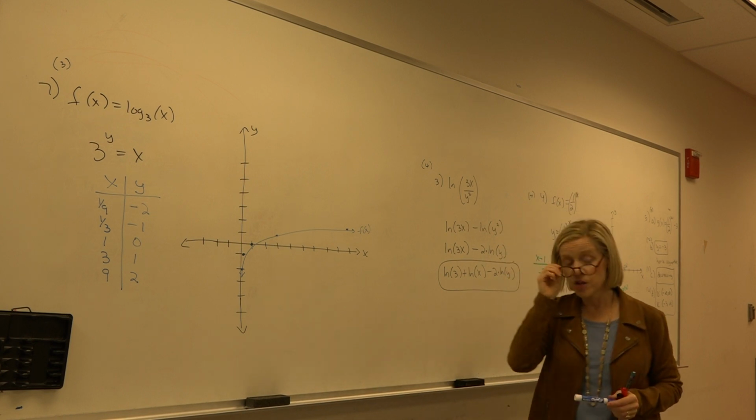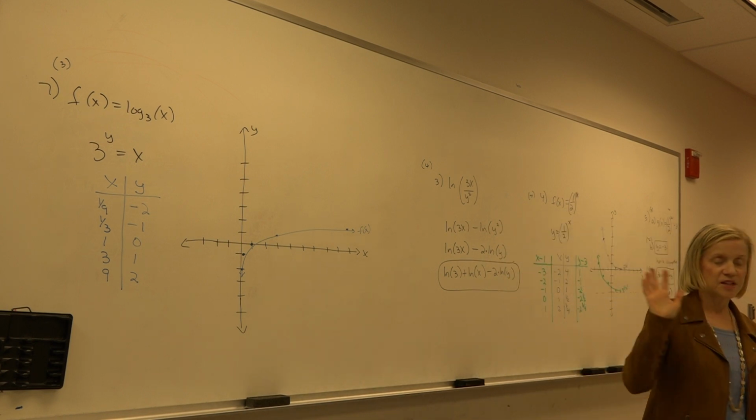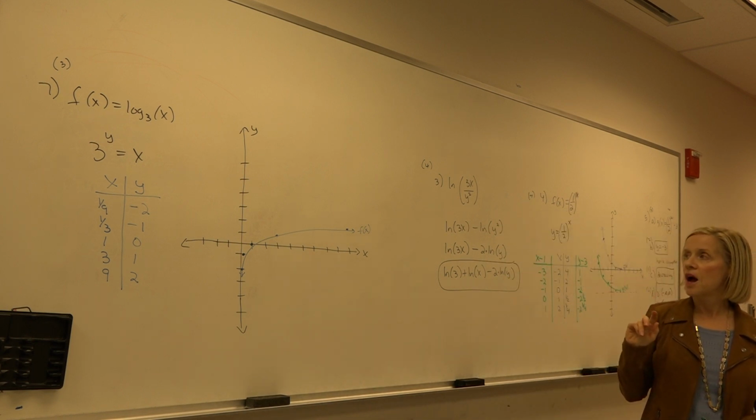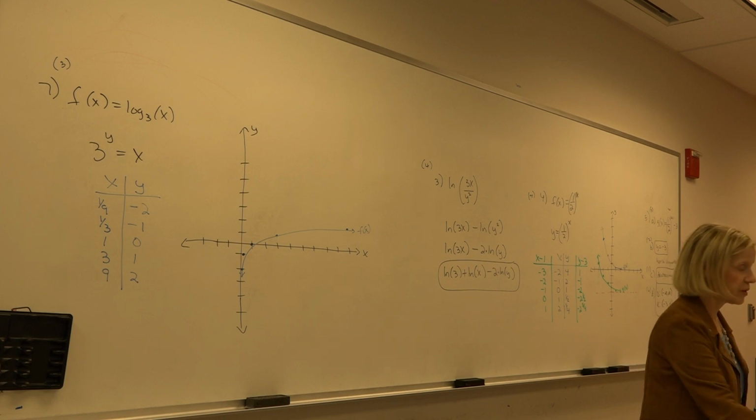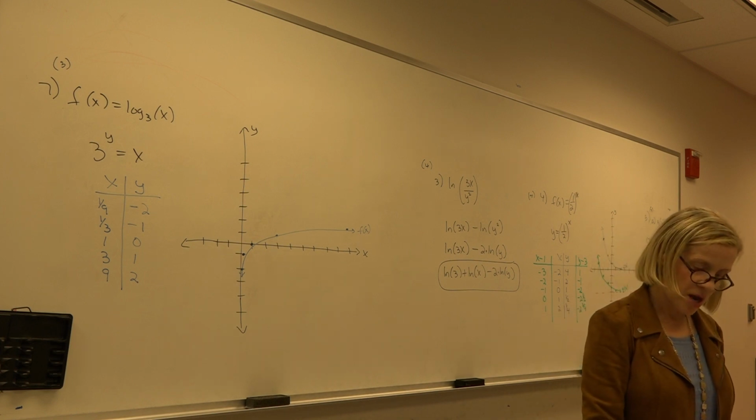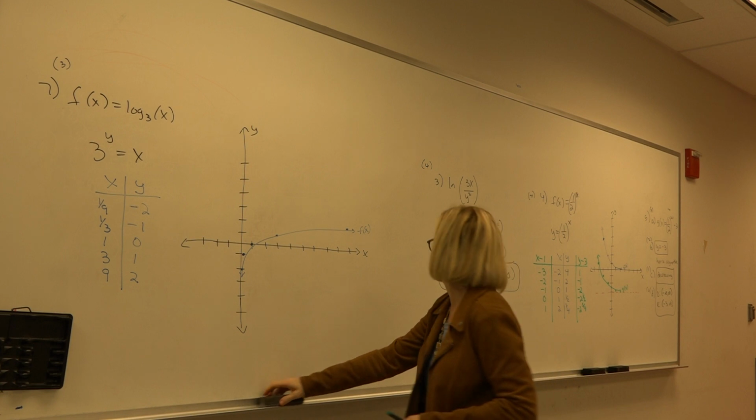A logarithmic function is the inverse of an exponential function, and is a one-to-one function. Its domain is 0 to infinity. Its range is all real numbers. It has an x-intercept at 1, 0. Those are the basic properties of a logarithmic function. So now we're going to go to question number 8.